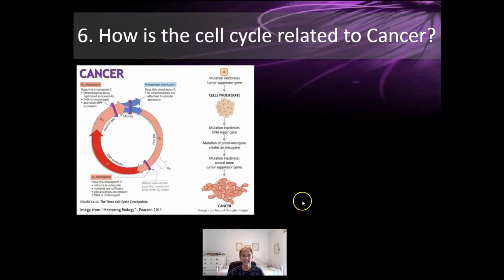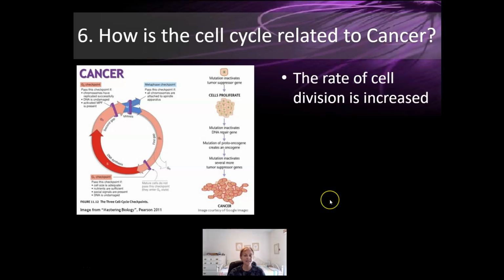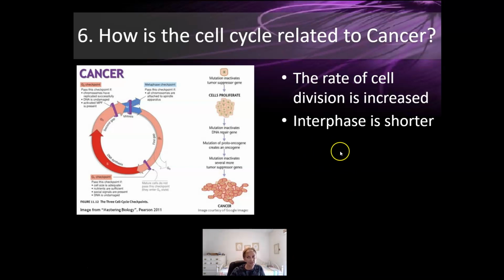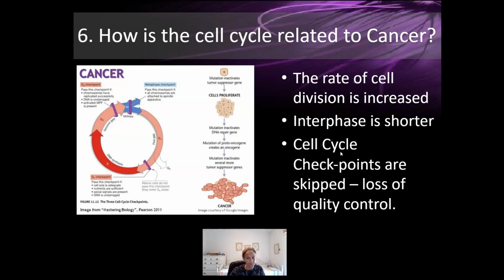So how is the cell cycle related to cancer? Remember, cancer mostly affects interphase, right? It speeds cell division, so you have a much more rapid division and a shorter cell cycle. We compared the relative percentages, and we saw that the biggest change was in interphase. So remember, interphase is really important because that's when the DNA is checked. So you're kind of proceeding through the cell cycle without a DNA check. So there can be damage to the DNA, which causes cells to be irregular, which leads to your cancer. So there's a loss of quality control.